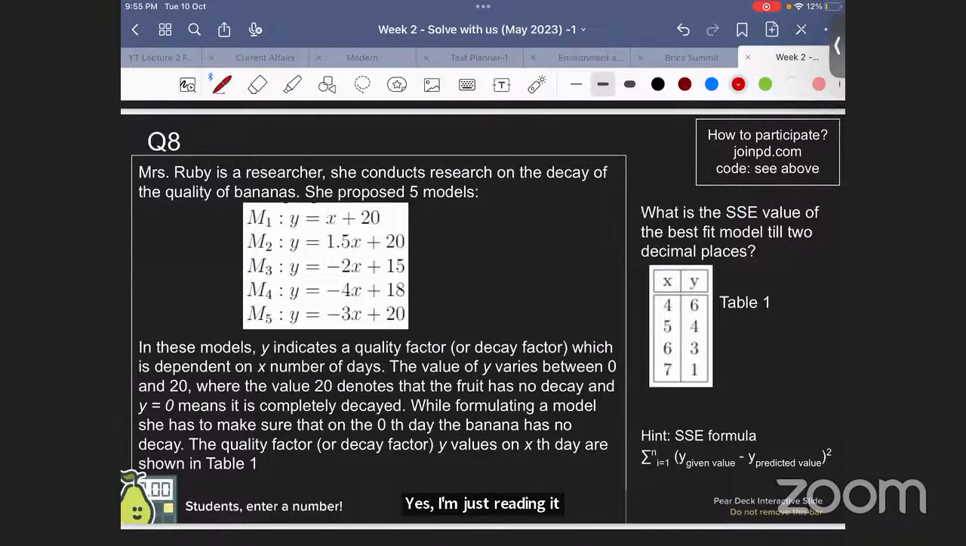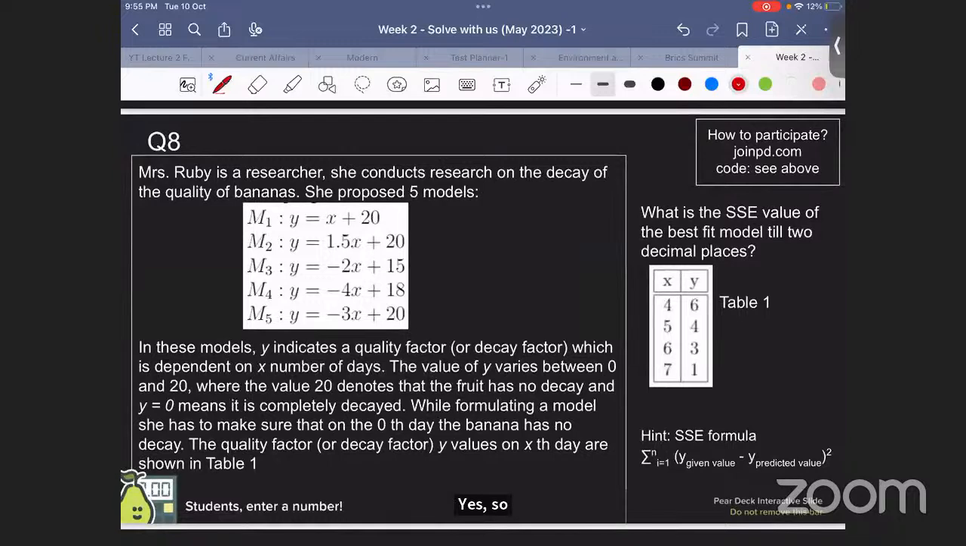See, in this model, y indicates the quality factor or the decay factor, which is dependent on x, the number of days. She conducted research on the decay of the quality of the banana. If something is decaying, as we increase the number of days, the slope should be negative, correct or not? Yes, sir. If something is declining, the slope should be negative. So M1 and M2 are incorrect from there itself.